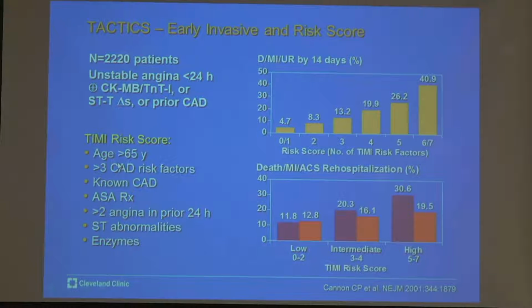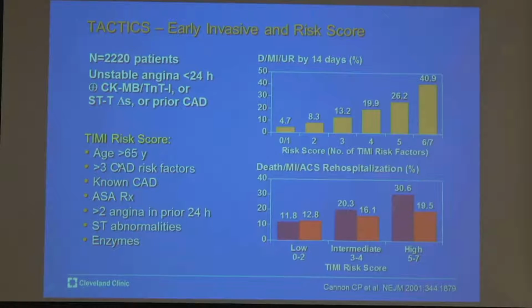If you are more than 65, if you have more than 3 coronary artery disease risk factors, or you have known coronary artery disease, or you are already taking aspirin and have breakthrough chest pain, if you have more than 2 angina episodes in the prior 24 hours, or you have ST abnormalities, as I said, or enzymes are positive, these are high-risk patients. And if you have a TIMI risk score of 3 or more, this is considered a high-risk patient.